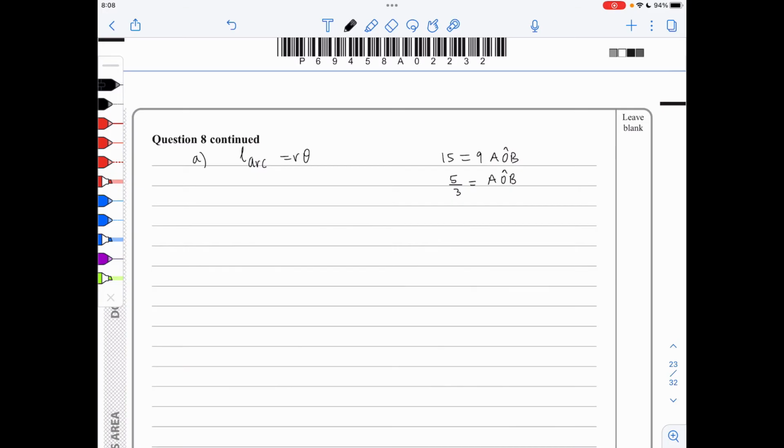And therefore, the angle DOC will simply be 2 pi over 3 minus 5 over 3, which can be written as 2 pi minus 5 over 3. And therefore, the length of the arc DC will be the radius, which is 84, times the angle, which is 2 pi minus 5 over 3, which gives an answer of 35.929, which rounds to 35.9 centimeters to 1 dp as required.